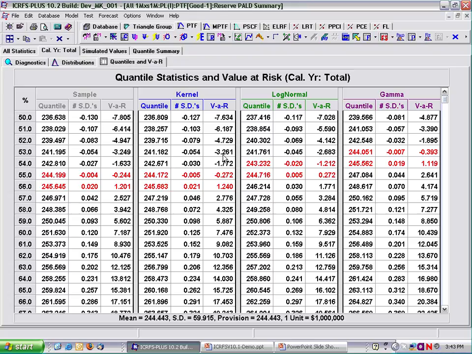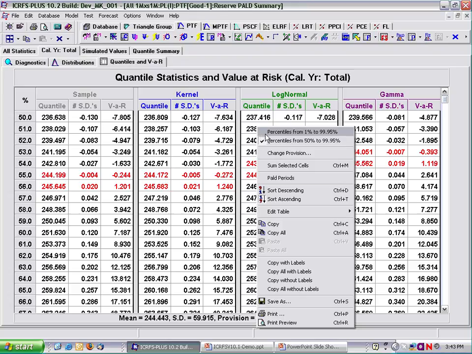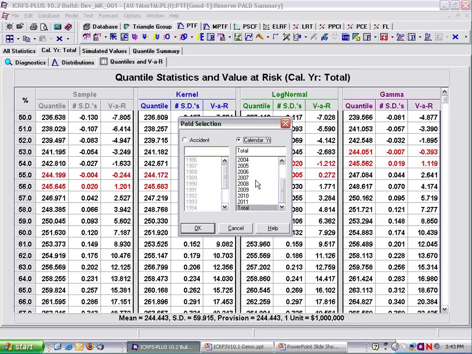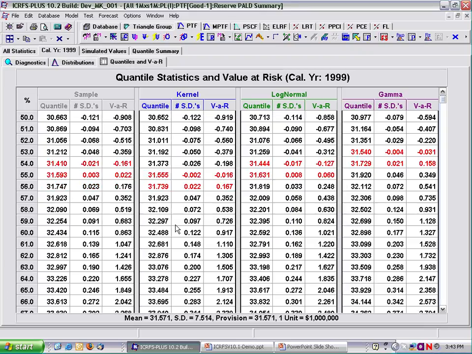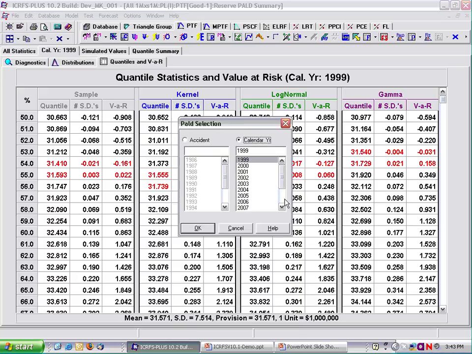So now we can look at, say, the table for the total reserve. This is the value at risk table, percentiles, and value at risk calculations. If you wanted to look at a specific year, you could go to, say, PALD periods, and just look at the distribution for the next calendar year, which is 2004. Is that right? No. Sorry, 1999 is the next calendar year. So that's the table for 1999. Let's do the table for the aggregate reserves.